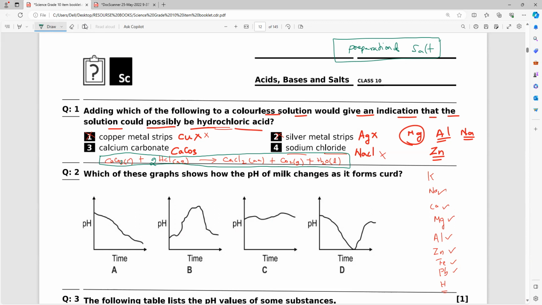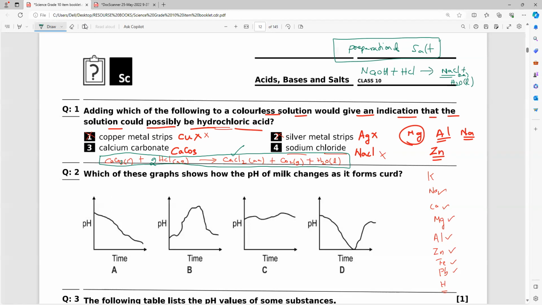Preparation of salts, we basically do by a neutralization reaction. For example, NaOH reacting with HCl gives you NaCl plus H2O. That is the preparation of a salt, but not only this salt, any salt can be prepared. If you want to prepare a salt, you have to remember that acid must react with the base so that it will give you the respective salt plus water.